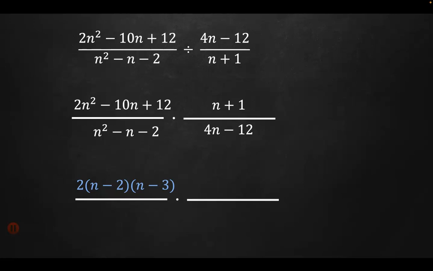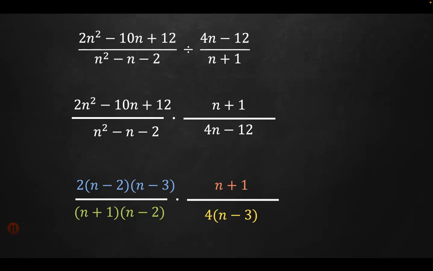In the denominator, again, I can go ahead and factor using my box, n plus 1 and then n minus 2. In my numerator, that n plus 1 actually can't factor more, so I'm going to leave it as it is. And in the denominator, I do have that GCF of 4, so I'm going to take out that 4, and then I have n minus 3.